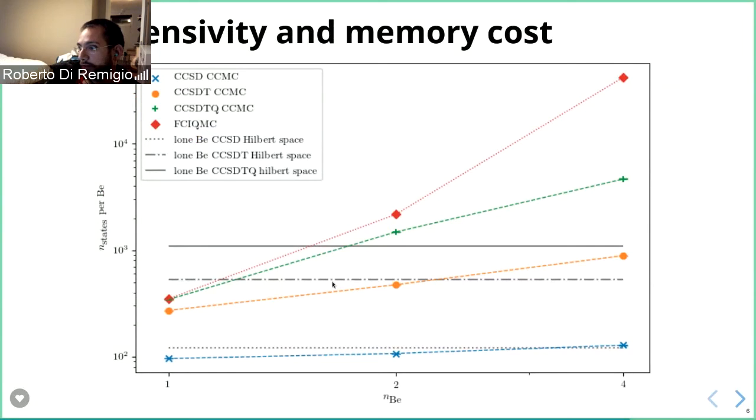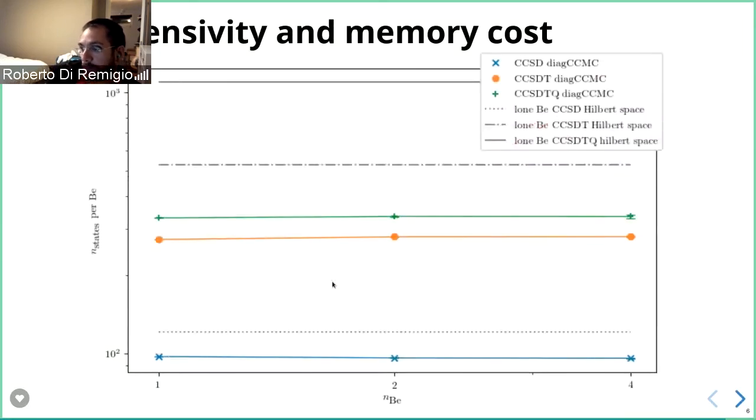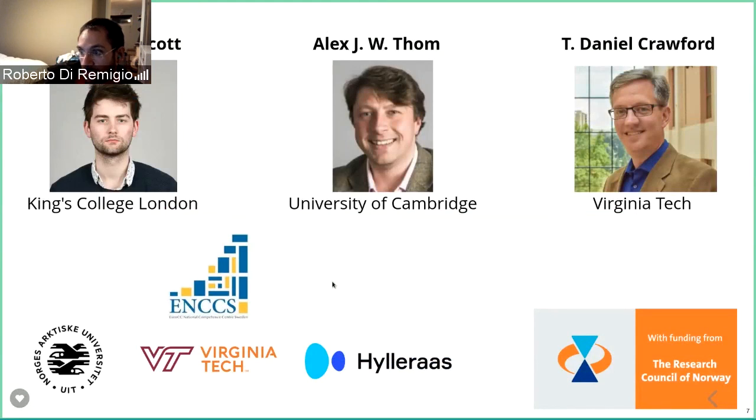Okay, this was the original graph, and with our new method, we do get the memory cost down, and most importantly, it behaves as it should for non-interacting systems. This is work in collaboration with people in the UK, Charlie Scott in London and Alex Tom in Cambridge, and of course Crawford at Virginia Tech.